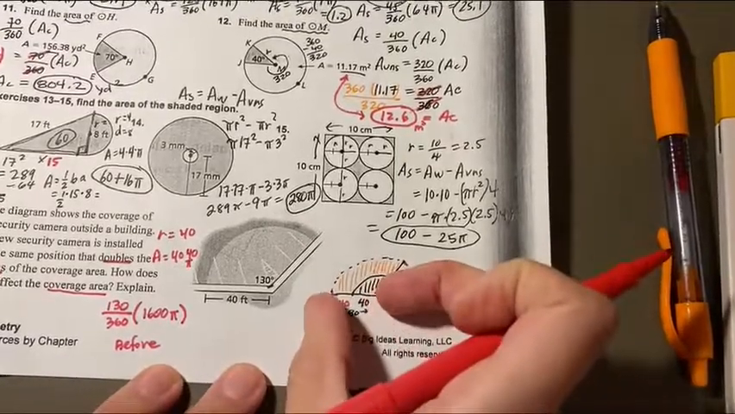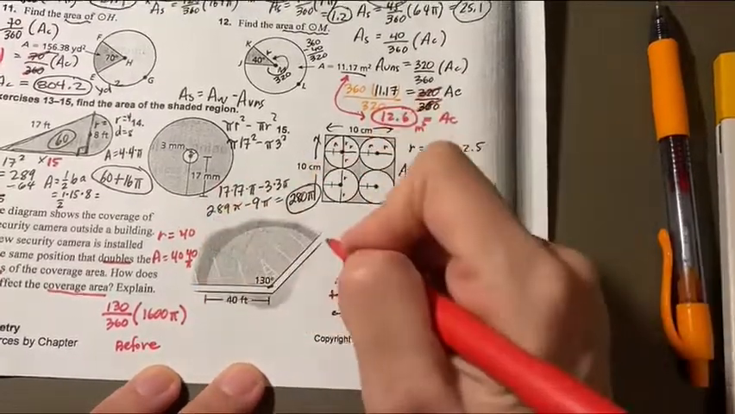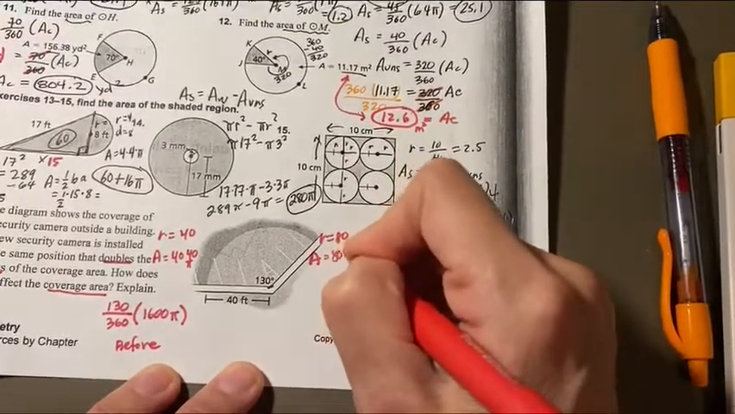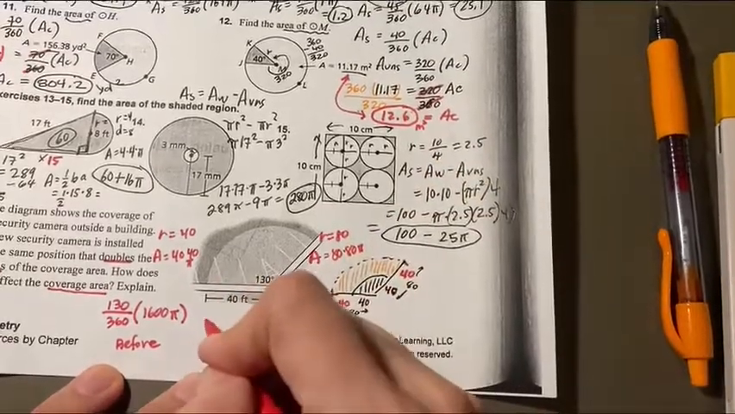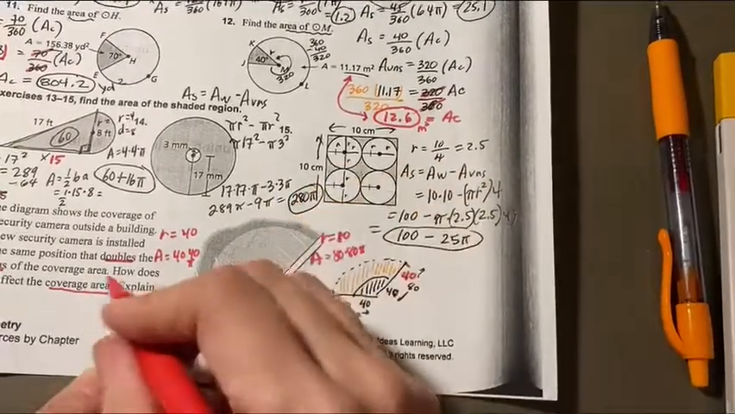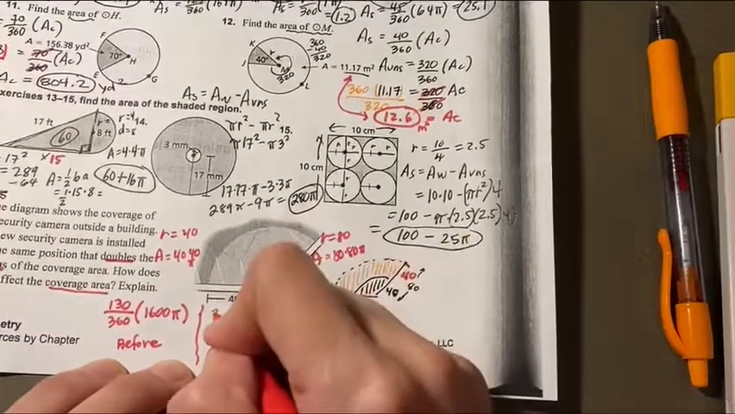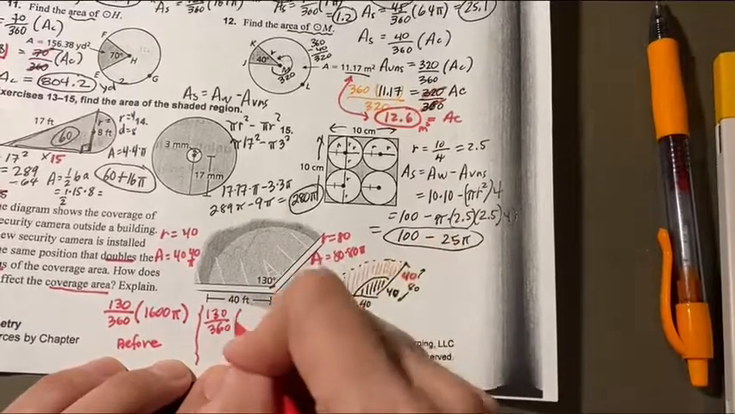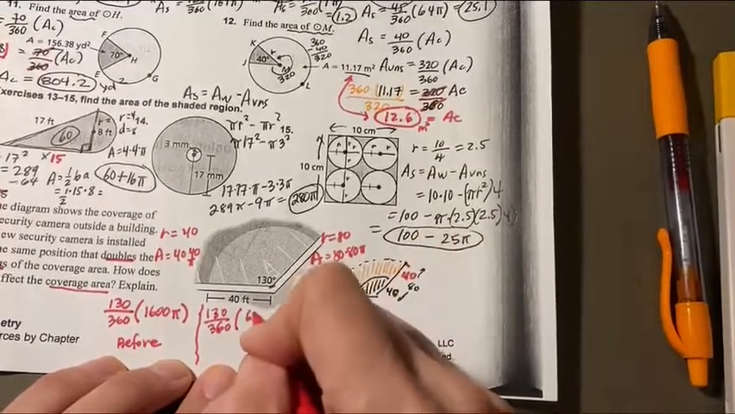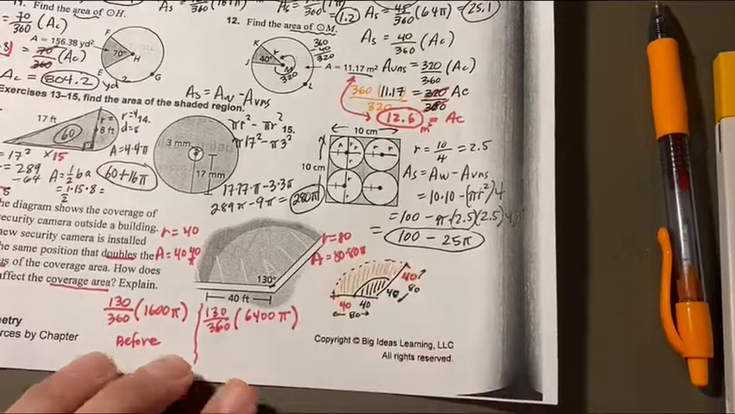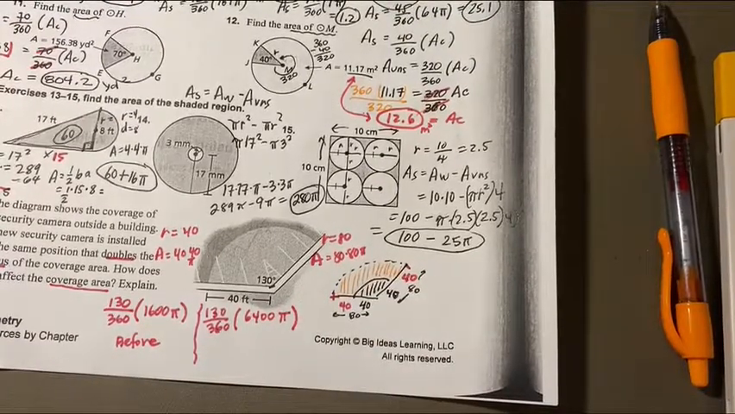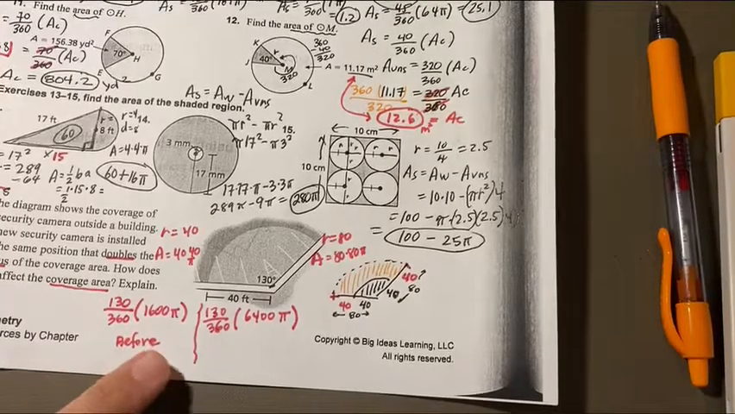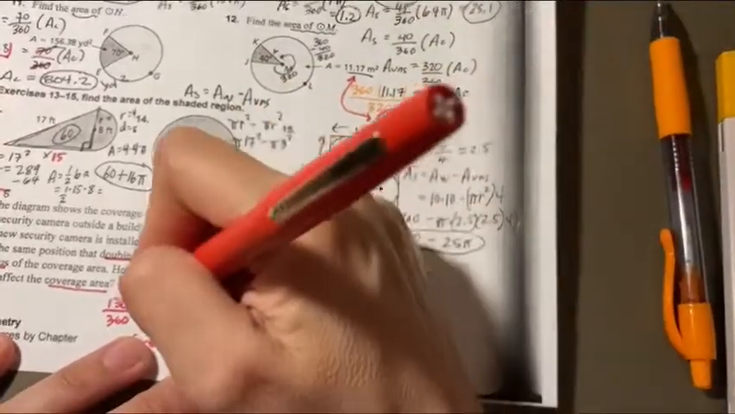Now, if we expanded the coverage, now my radius is 80. So the area of my whole big circle now is 80 squared times pi. So after the expansion, because it says, how will this affect the coverage area? You still have 130 over 360, but now the area of my big circle is much, much bigger. It's 6,400 pi. So when I compare this, I notice that this one is 4 times bigger.